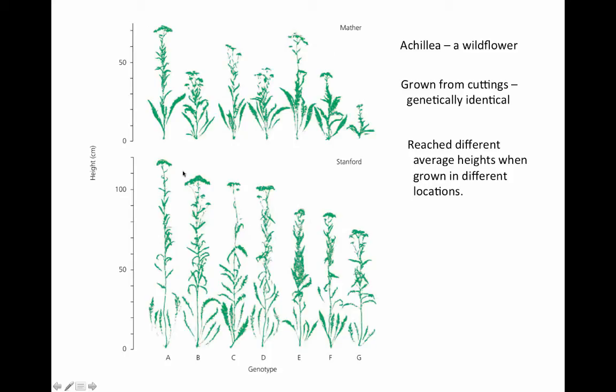You'll also notice, though, that within each environment there's still variability in plant height. Even though the environment was identical for all of these plants, the genotype also had an effect on the phenotypic variability, and the same is true in the Stanford location. So there's an effect of both environment, shown by the difference in height between this whole group and this whole group, and an effect of genotype, which is shown in the variability within each group between the different genotypes.